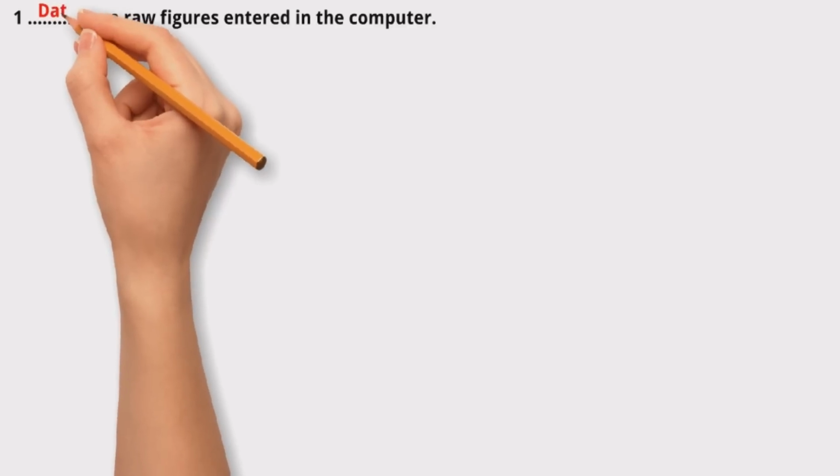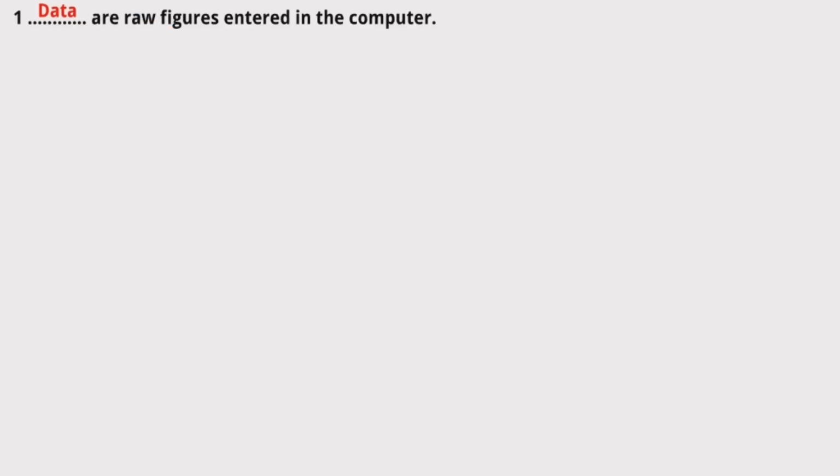Question 1 is as follows. Dash are raw figures entered in the computer. So the correct answer there is data. Data are raw figures entered in the computer.